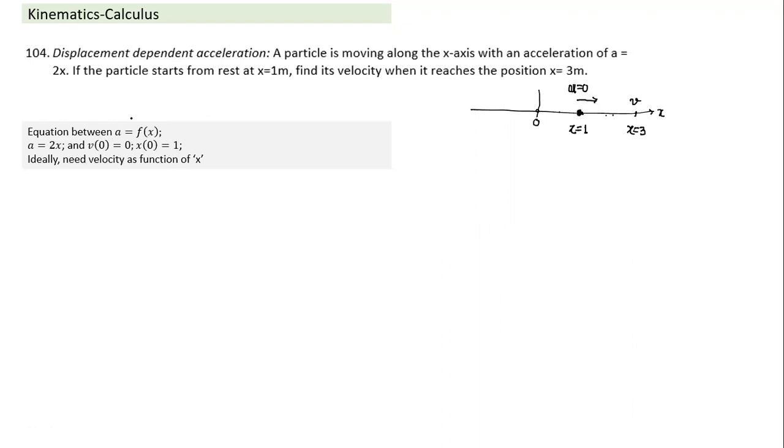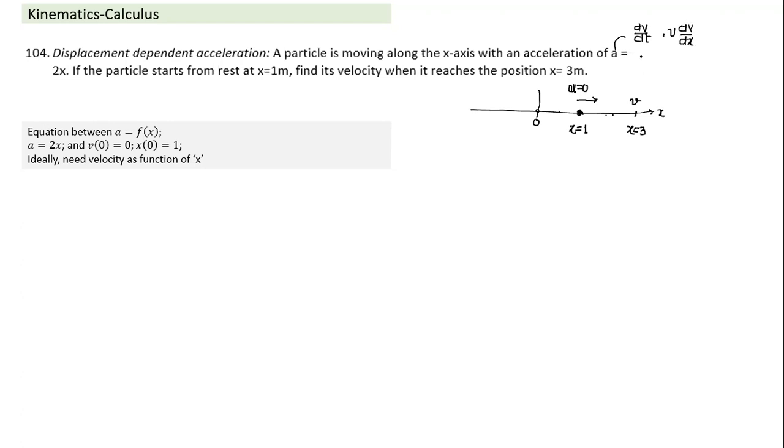The equation given is a function of x: a is equal to 2x. What else is given? The velocity at time t equal to 0 is 0, and at time t equal to 0, the x position is 1. This is the initial position given. Ideally, we need to find the velocity at x equal to 3, so I need an equation between velocity and x. How would I find the equation between velocity and x here? The equation given is between acceleration and x. So acceleration can be written in two forms. What are the two forms? It can be written as dv by dt. It can also be written as v into dv by dx.